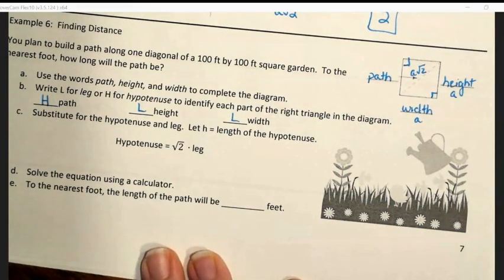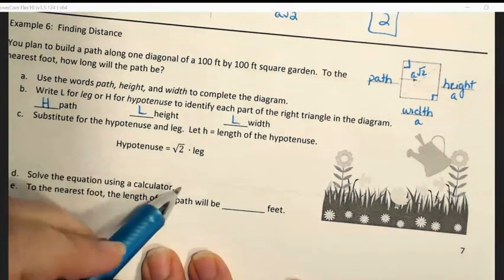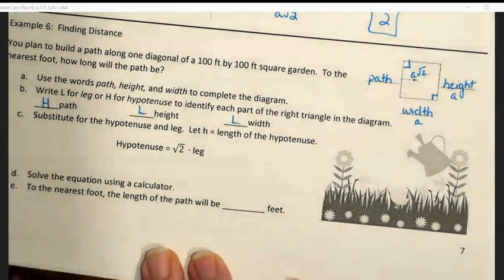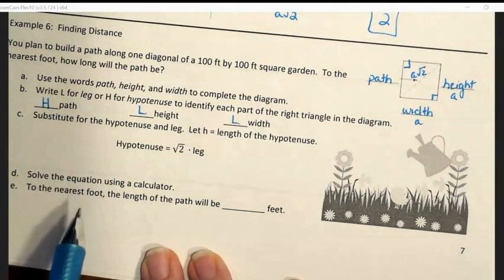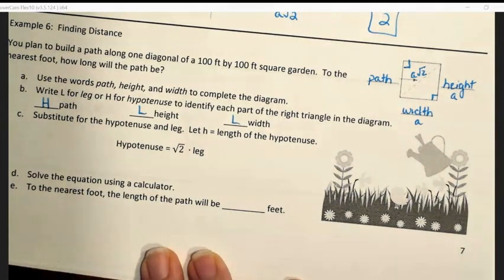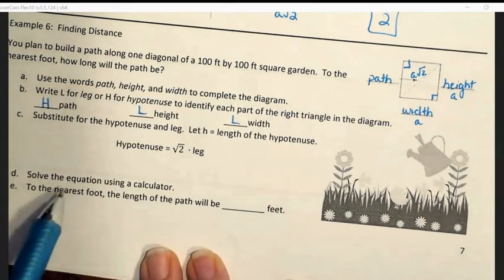This says solve the equation using a calculator. So we're going to give our answer as a decimal, or we're going to round it to the nearest foot, since this is actually something that would be measured out if you were making a garden. If you went to Lowe's and said, I need bricks that I can line up and it'll be 7 root 2 feet long, they're going to look at you funny. They will want to know exactly how many feet there are without square roots.